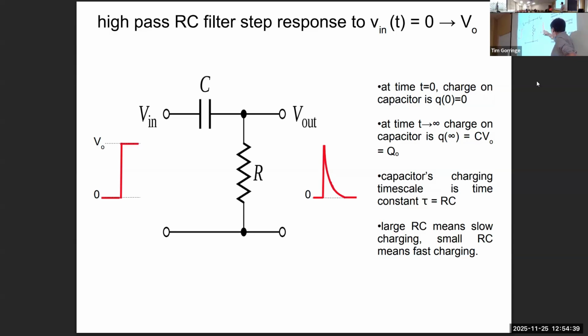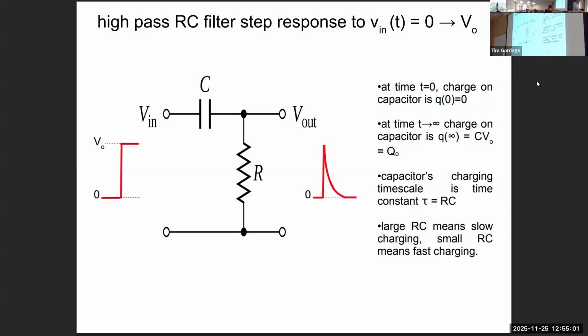So this is the result of a step function to the high-pass filter. And again, when you apply a step function, what you'll see is the characteristic time constant of the filter. So the time that it takes this impulse of current to die off is the time constant of the RC circuit. So it's how we see the time constant of the RC circuit.